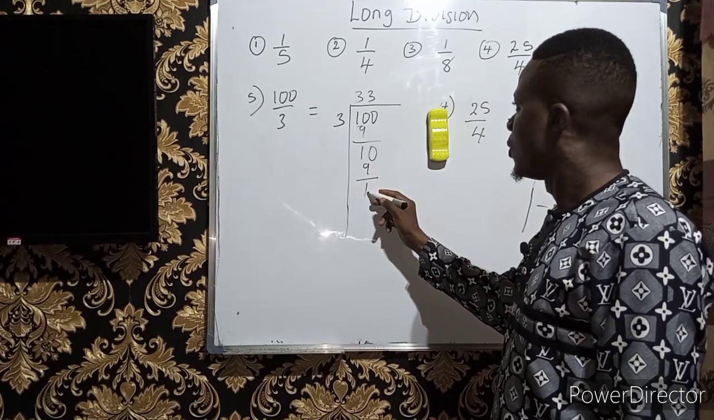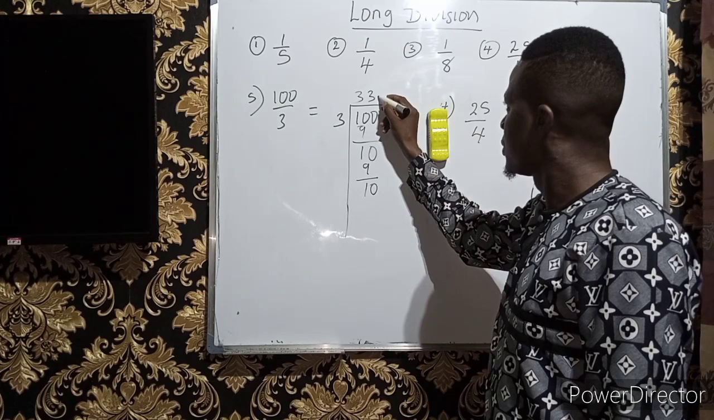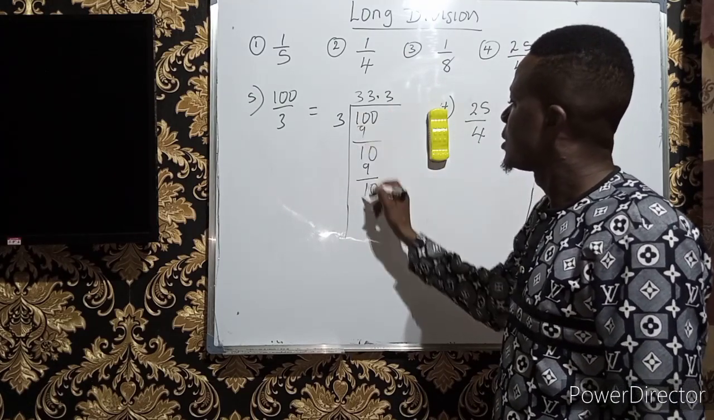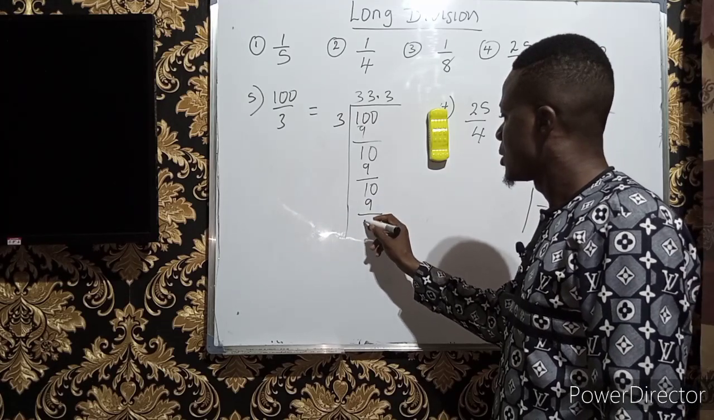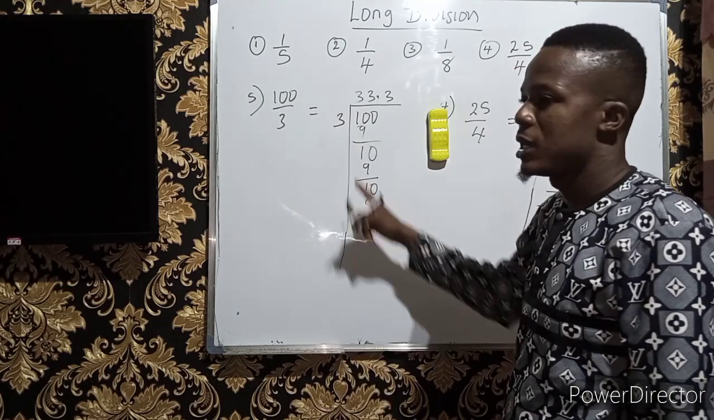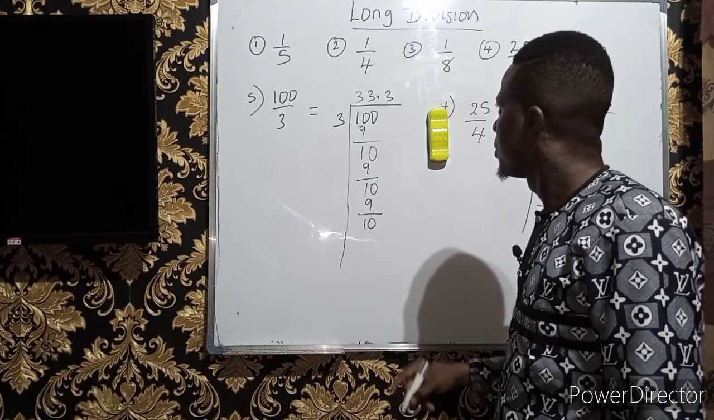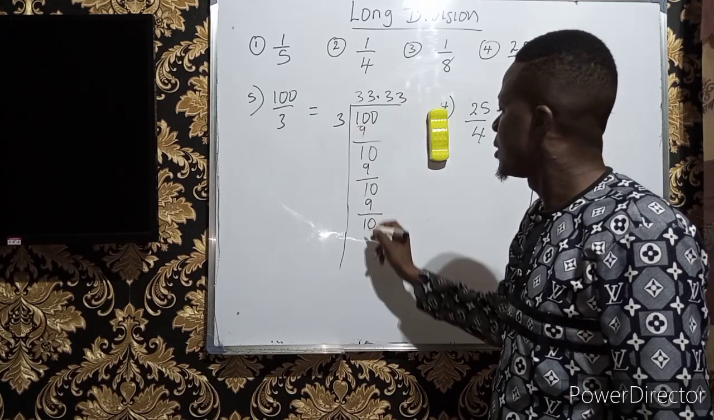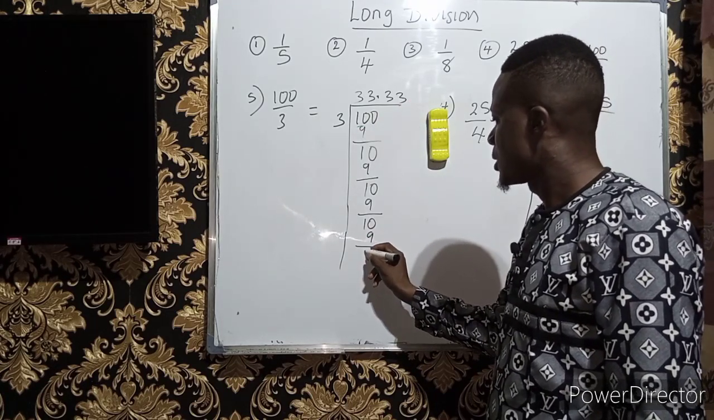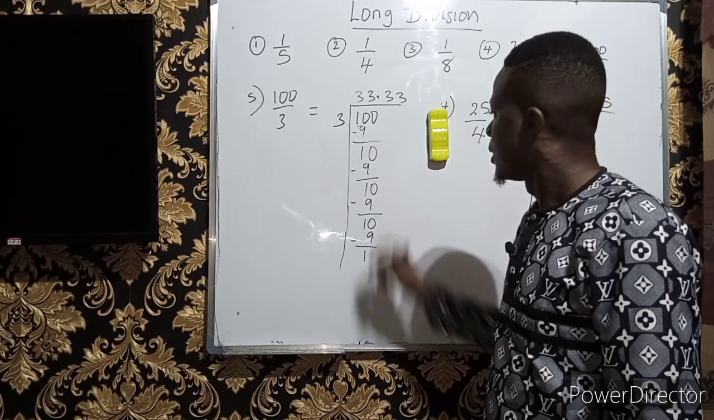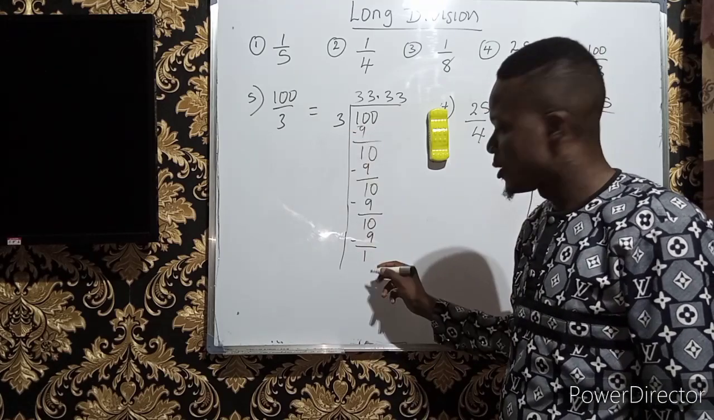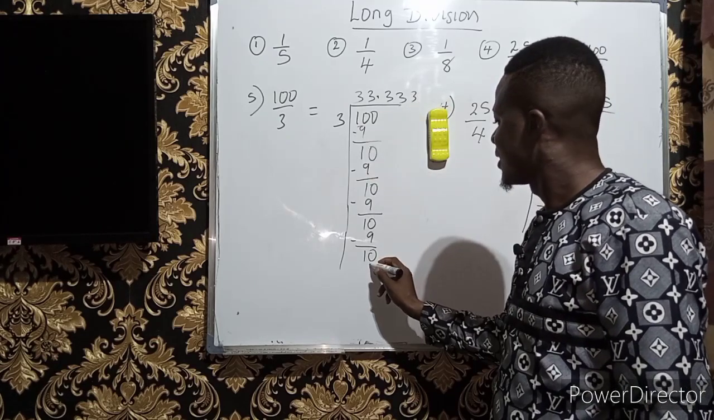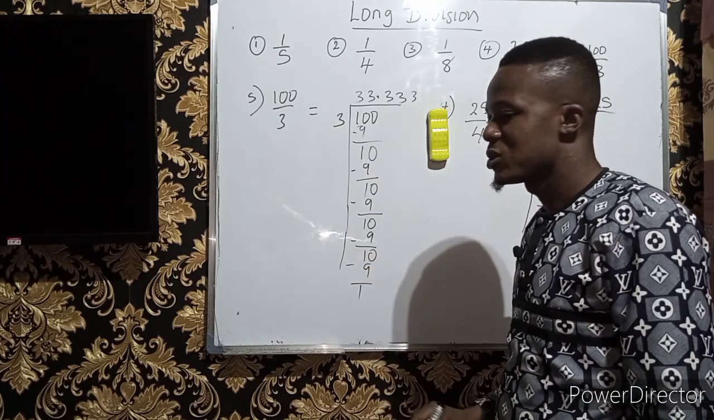Again, 3 cannot divide 1. Because of that, you add 0 and put a point. 10 divided by 3 is 3. You write 3. 3 times 3 is 9. If you subtract, you are getting 1. Now 3 cannot divide 1. You add 0. Don't put a point again. Now 10 divided by 3 is 3 again. 3 times 3 is 9. If I subtract, I will get 1. The same thing keeps repeating.